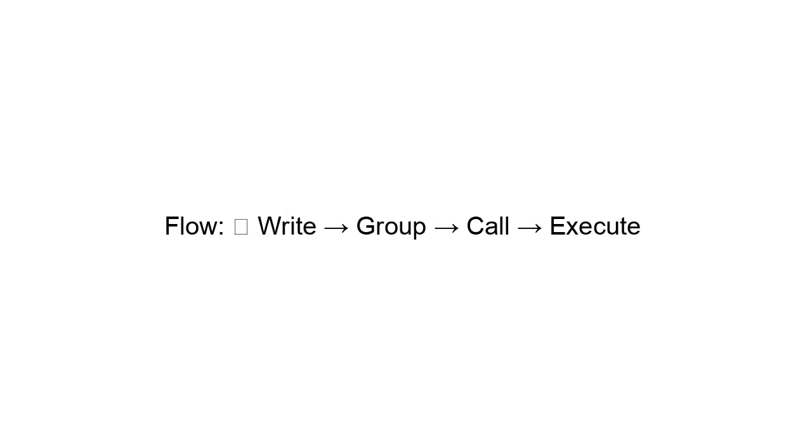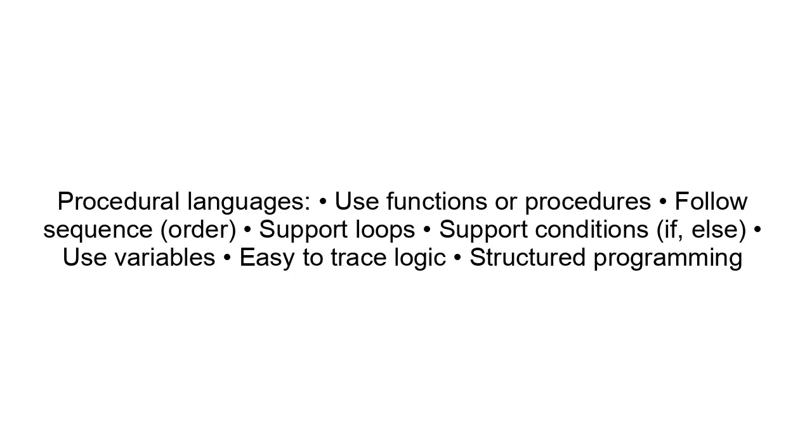Features of procedural languages. Procedural languages use functions or procedures. Follow sequence, order. Support loops. Support conditions, if, else. Use variables. Easy to trace logic. Structured programming. They focus on process and logic.